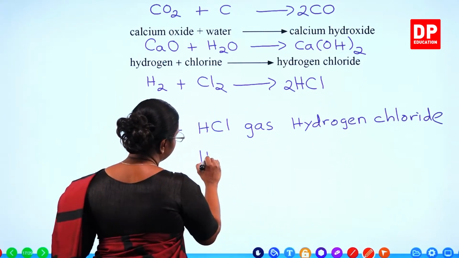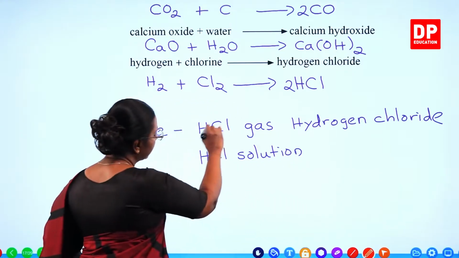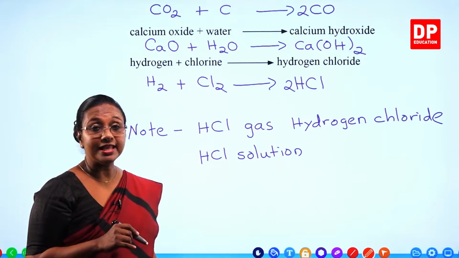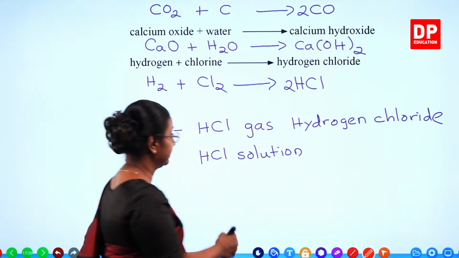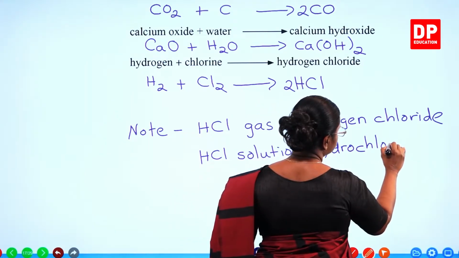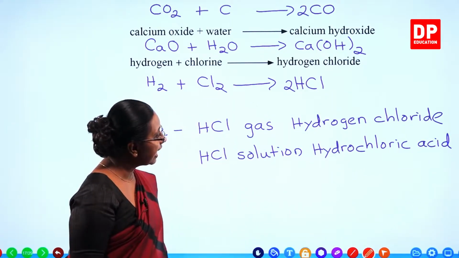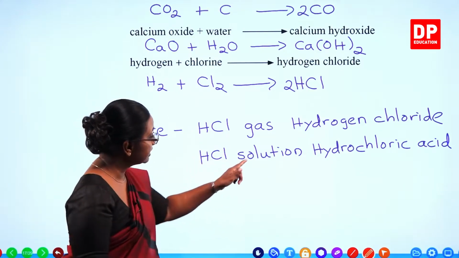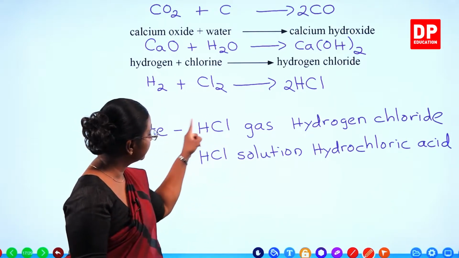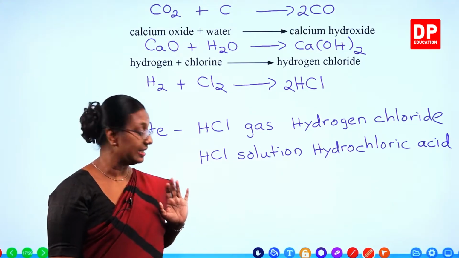But if you have HCl in the form of solution, say the hydrogen chloride gas dissolves in water and you get the HCl solution. How do we call that? That is hydrochloric acid. So HCl gas is hydrogen chloride. HCl solution, or in the liquid form, it is hydrochloric acid. So that is why you have the same chemical formula. I am sure you all can remember and understand that now.